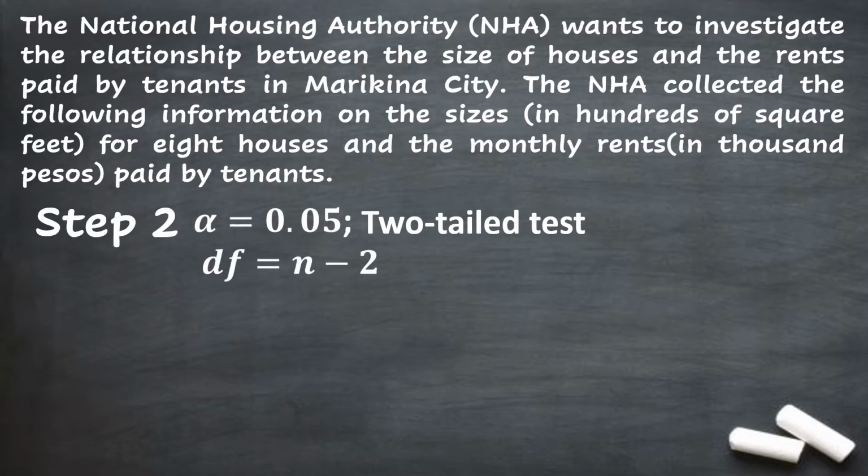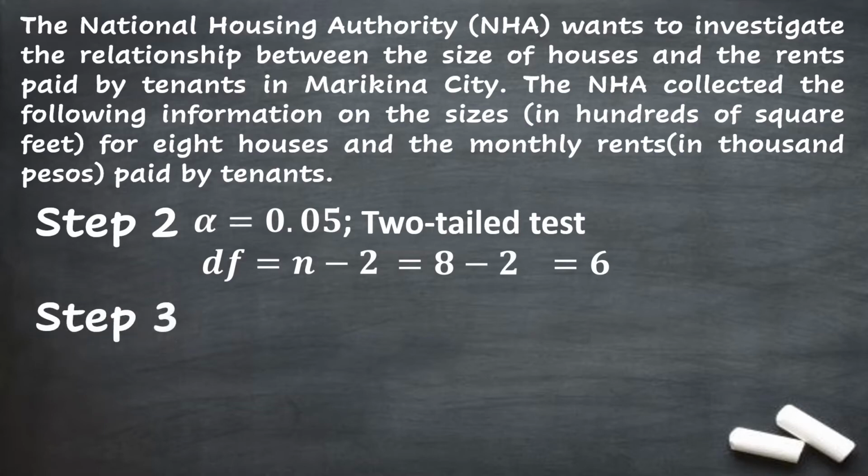For the degrees of freedom, the formula is n minus 2. n represents the number of paired data given in the problem or in the table. If you can recall po, we have 8 pairs of data in this problem. So, substituting it in the formula, we'll have 8 minus 2. Simplifying, the value for degrees of freedom is 6.